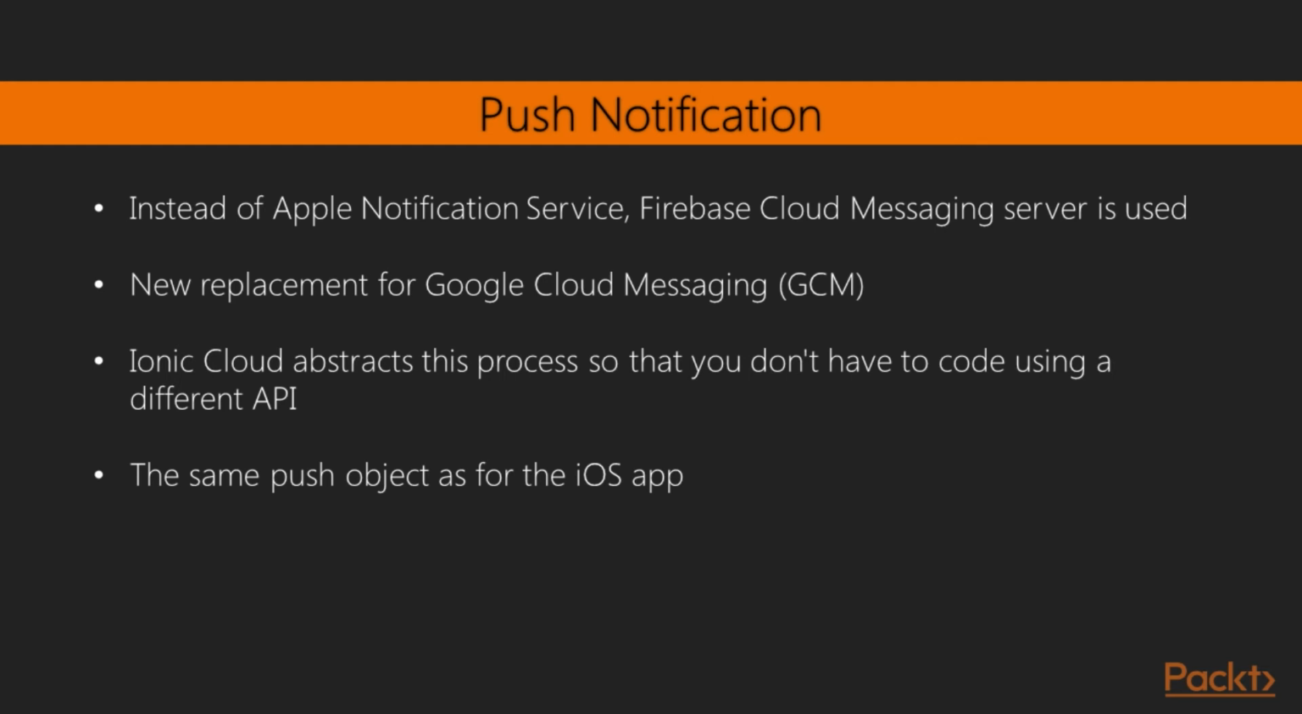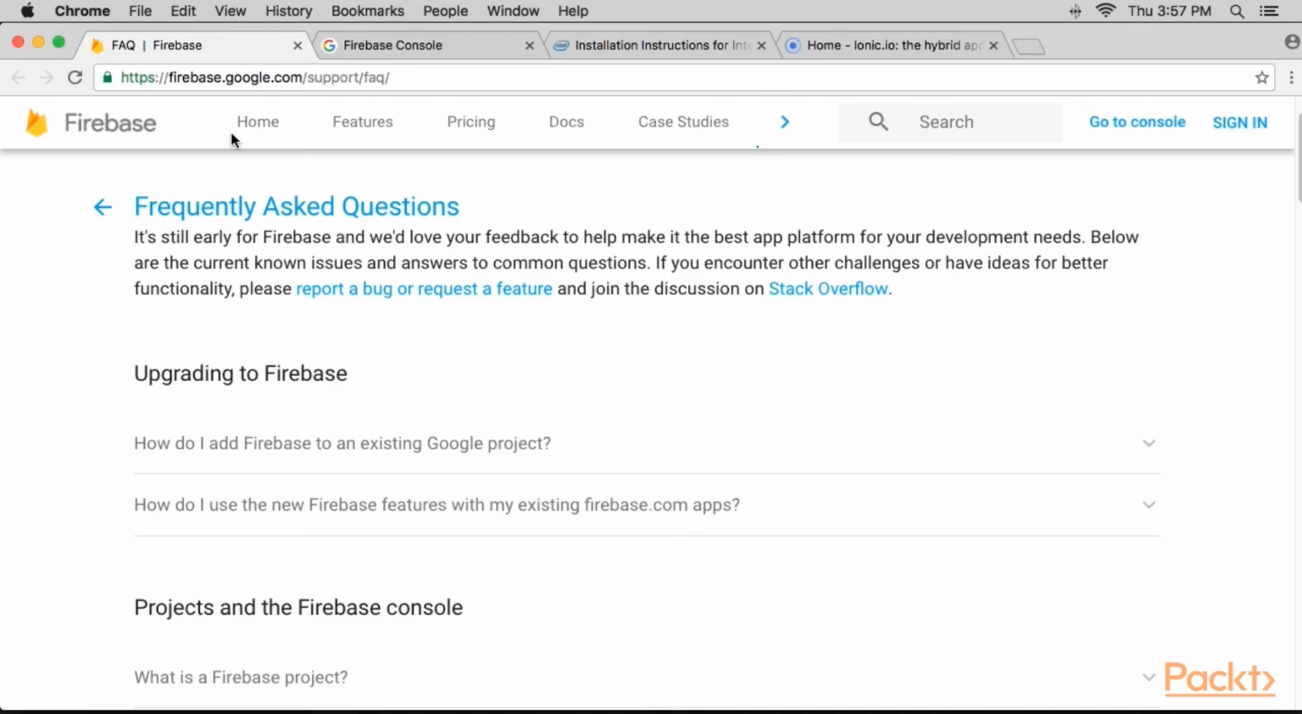Push notifications work in the same way as iOS for Google. However, instead of using the Apple notification service, you'll be working through the Firebase Cloud Messaging Server, which is a new replacement for Google Cloud Messaging, GCM. However, Ionic Cloud abstracts this process so that you don't have to code using a different API. You'll be using the same push object as for the iOS app. For more information about the differences between FCM and GCM, visit the FAQ at firebase.google.com.